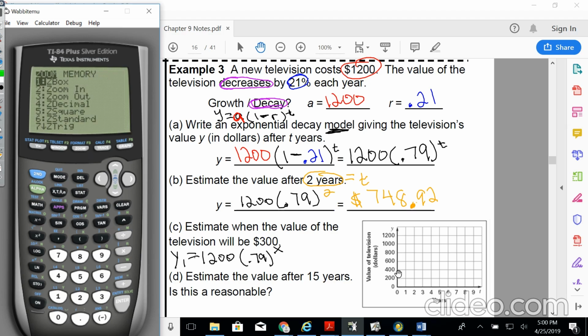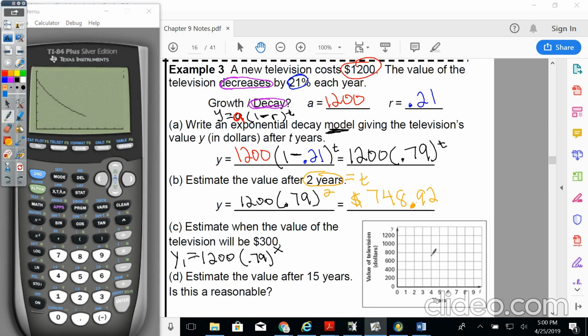Now, if you go to your window, it's still 0 to 10. We don't go very far past 10. We'll get to that in a second. But the y values this time, so go to your y min, still at 0, but the max would be 1,400. And this one's counting by 200s. So when you graph it, you should see a pretty good graph in this window.